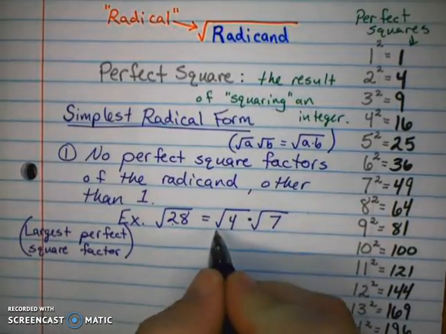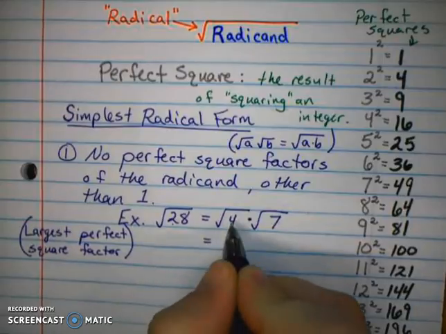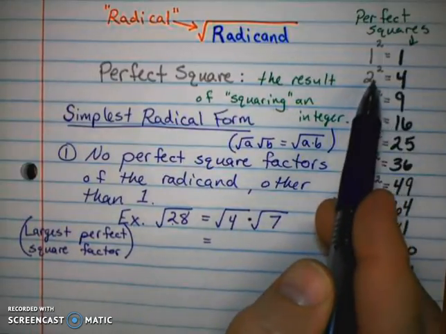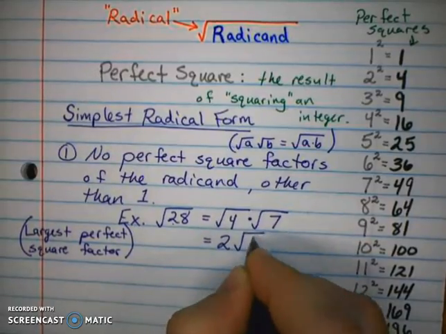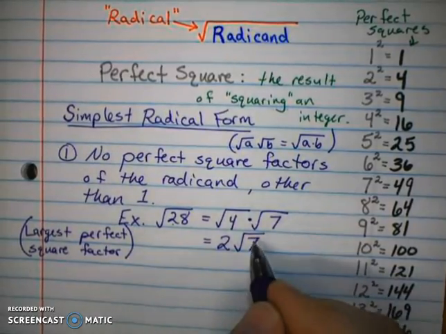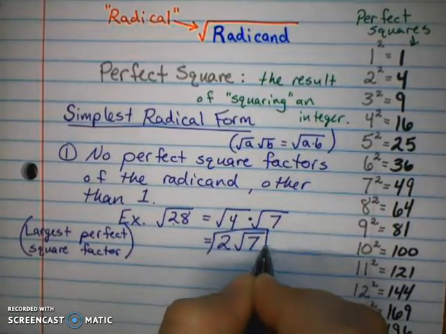And then we start to simplify this because the square root of 4 can be simplified. Since that is a perfect square, the square root of 4 is 2. So we rewrite this as 2 square root of 7. 7 is a prime number and it has no perfect square factors, so this is simplified as far as we can go.